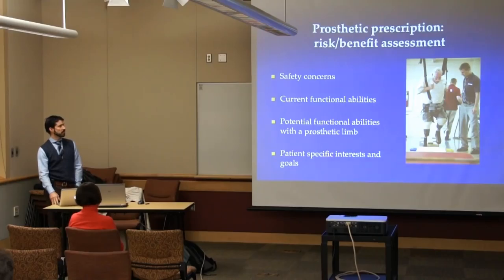Current functional abilities is important, again, to assess, and potential functional abilities with a prosthetic limb. So this is getting back to this idea of, is a transtibial prosthesis going to help them transfer better versus a transfemoral prosthesis will not. And of course, again, their goals.